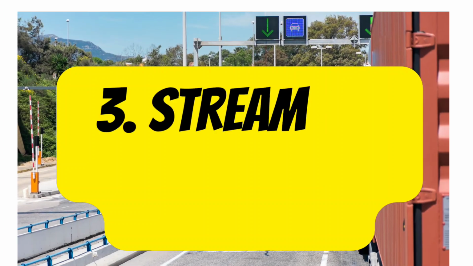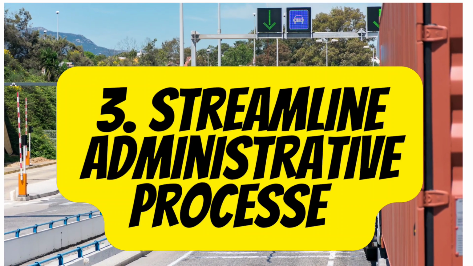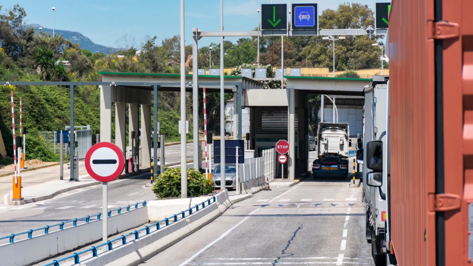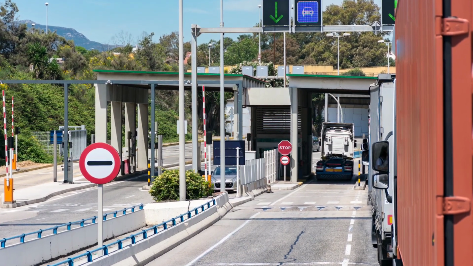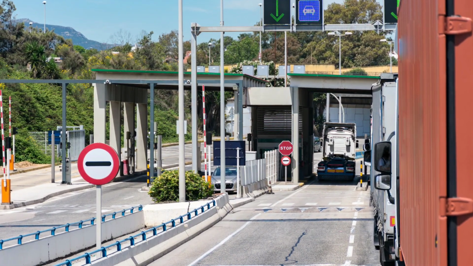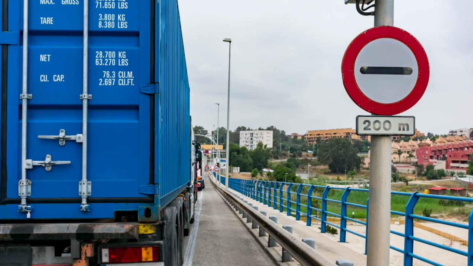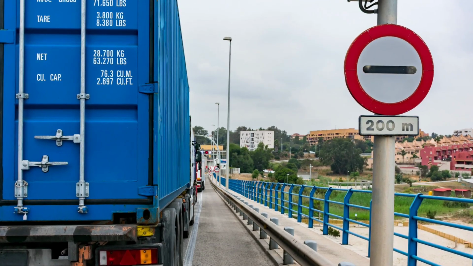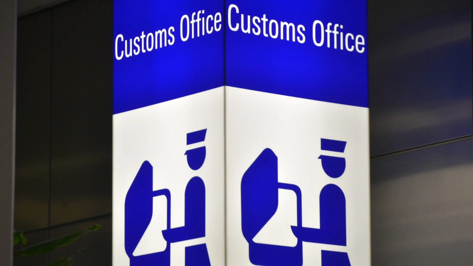3. Streamline administrative processes. Streamlining administrative processes such as customs clearance and immigration procedures can help to reduce delays and costs for businesses and travelers. This could involve simplifying paperwork, introducing electronic processing systems, and improving coordination between different government agencies.